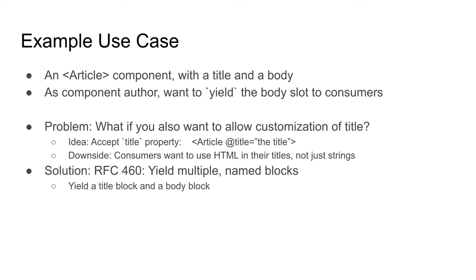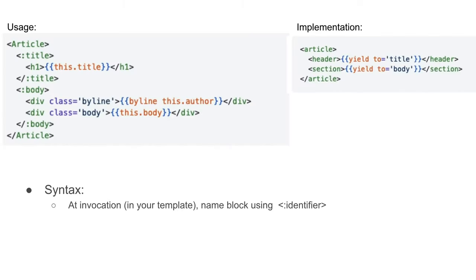Example use case, from the RFC, is you have this article component with a title and a body. As the author, you want to yield that body slot so that in user land, people who use the component can give their own body DOM. But the problem is, what if you also want to allow a similar customization of the title? What you might do today is take a title property and use that to render, but that's not great if you want to allow people to pass in arbitrary DOM for both of those places. The solution is this RFC 460.